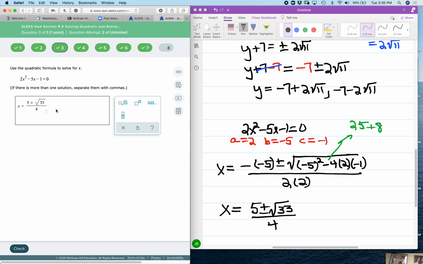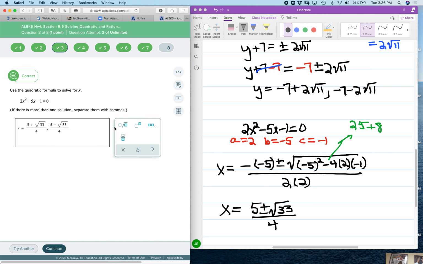So that's one way of formatting. If you don't use that fraction encoder, you can take what we have here. For the other solution case, you have 5 minus the square root of 33, and that's going to be all over 4. Checking the result, that one is correct.